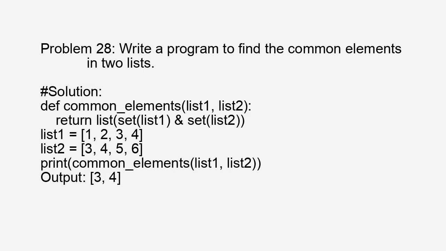Problem 28. Write a program to find the common elements in two lists. Solution: def common_elements(list1, list2): return list(set(list1) & set(list2)). list1 = [1, 2, 3, 4]. list2 = [3, 4, 5, 6]. print(common_elements(list1, list2)). Output: 3, 4.